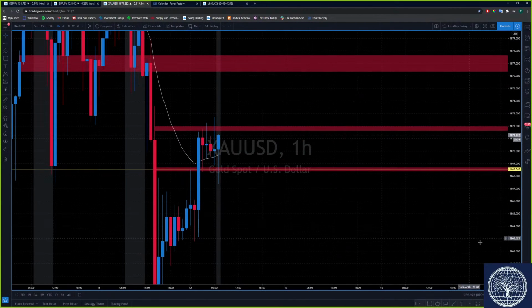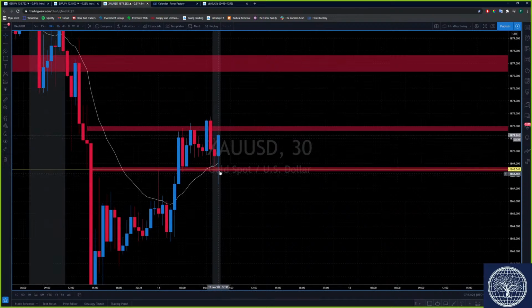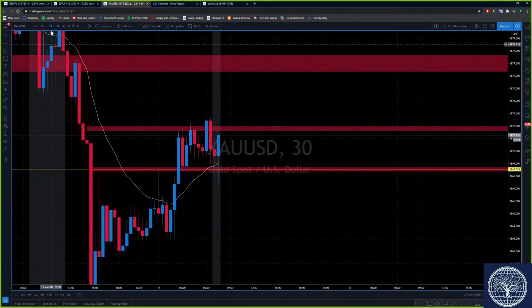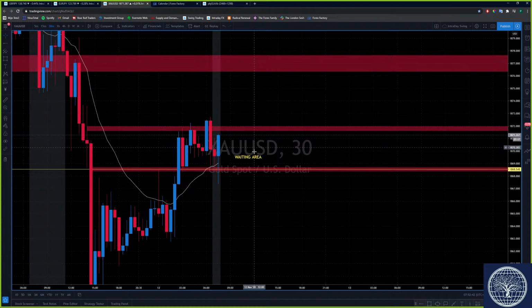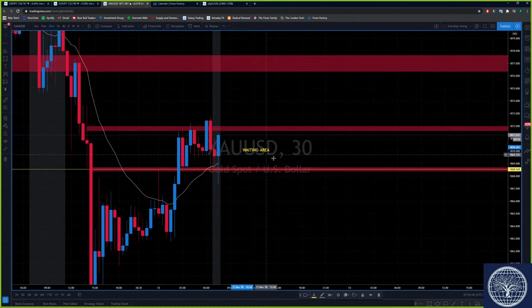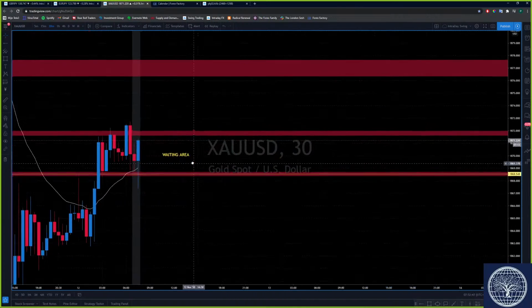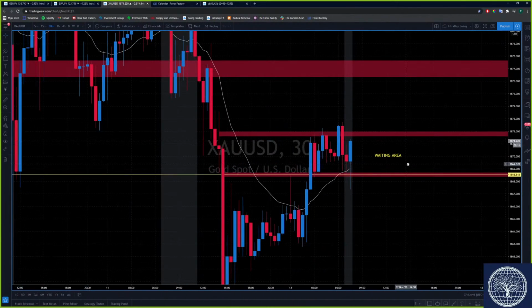Wow, gold is rejecting. That's crazy. But no candles were closing below, so I think this is just a waiting area. In this area, we wait. If you can't wait in this area, then I think you're gonna lose a lot of money.